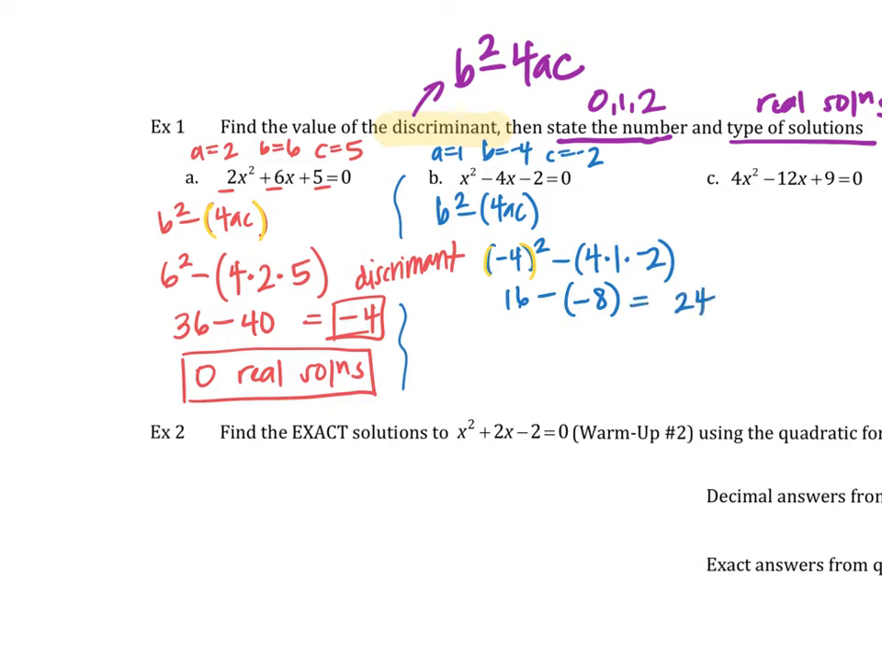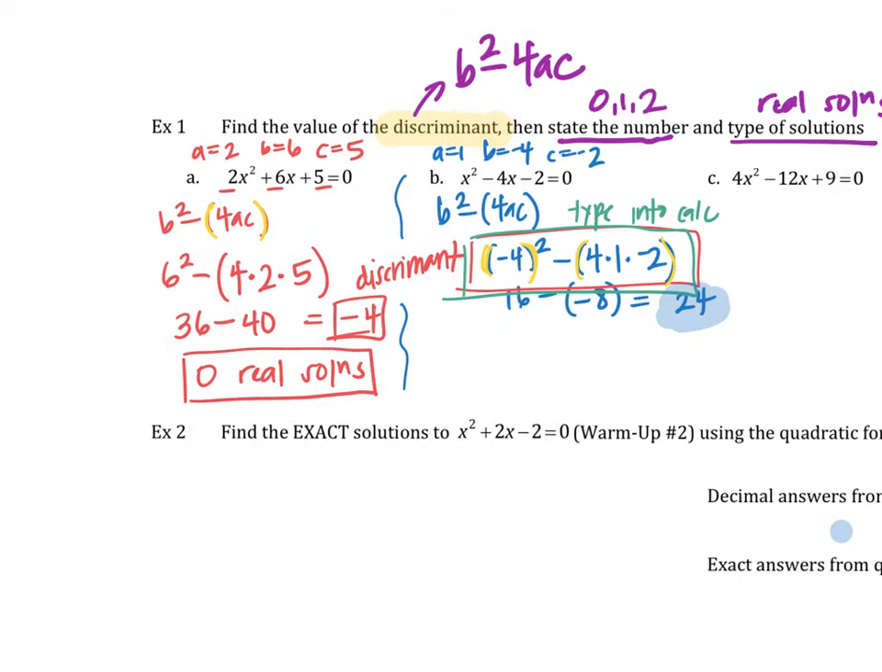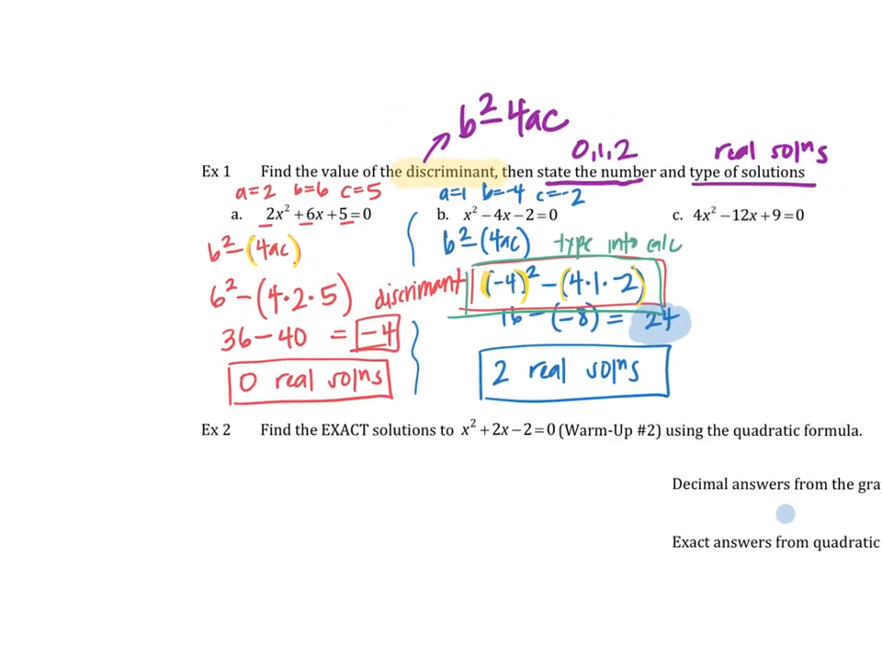Now what's important is you can type this, I'll do the green, into your calculator just like that, and it will give you the correct answer. The key is making sure we put parentheses around any negative numbers right here and right there in yellow. Okay, and so we get 24. So what does that mean? Okay, it's positive, right? So again, my discriminant is 24, and then we would say 2 real solutions.